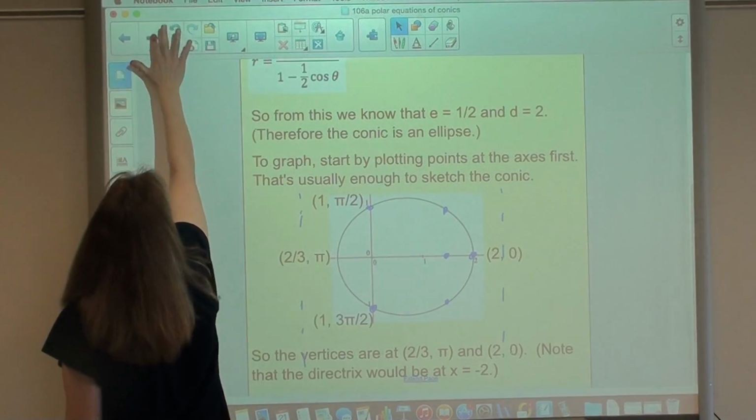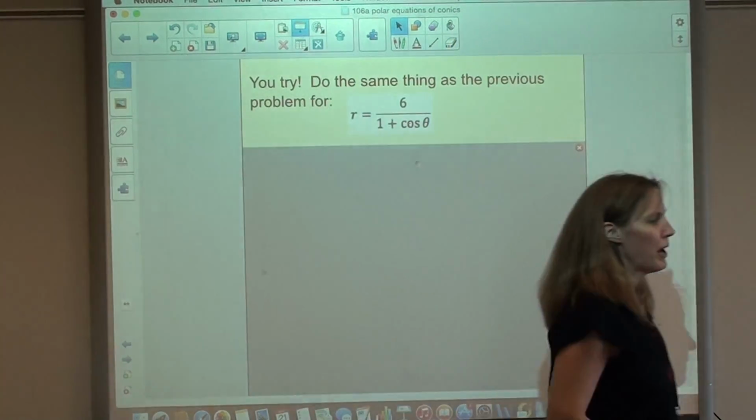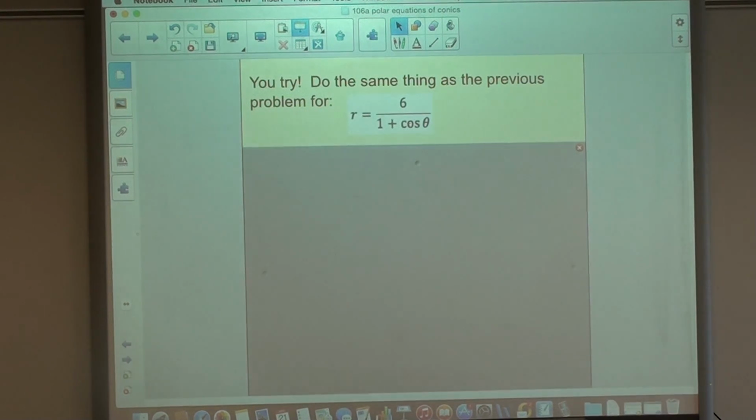Okay, so anyway, try this. Try another one. Find E, find D, sketch a graph.